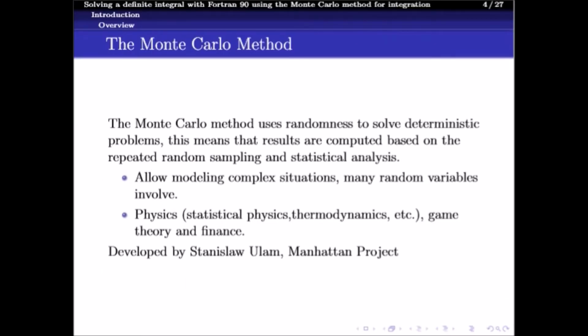The Monte Carlo method uses randomness to solve deterministic problems. This means that results are computed based on repeated random sampling and statistical analysis. This method allows modeling complex situations with many random variables. It is widely used in physics, such as statistical physics and thermodynamics. It can also be found in game theory and in finance. It was developed by Stanislaw Ulam for the Manhattan Project.